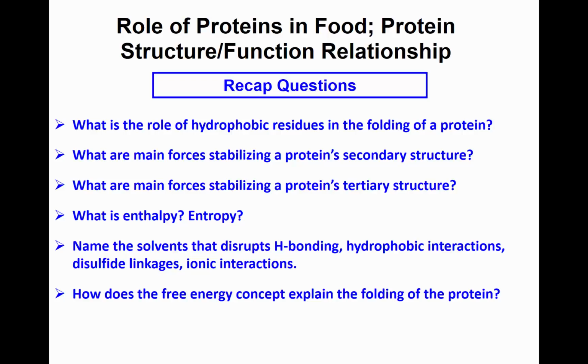What would disrupt specifically disulfide linkages? Reducing agent. Yes. So we talked about a few reducing agents. We said beta-mercaptoethanol is one, DTT is another, cysteine is another, glutathione is another, sulfites is another.